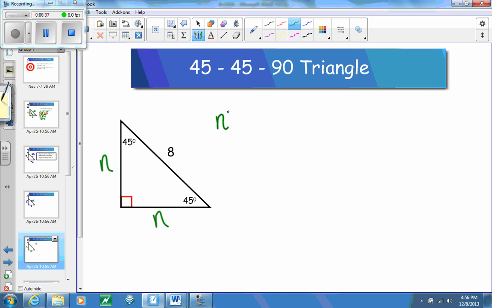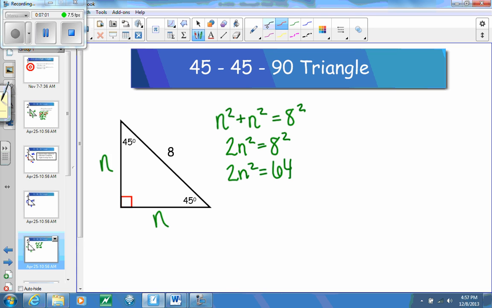So I'm going to take both legs, so n squared plus n squared is equal to 8 squared. Setting this up now, I can take n squared plus n squared, which is 2n squared, is equal to 8 squared. 2n squared is equal to now 64. And if I divide both sides of the equation by 2, I get that n squared is equal to 32.